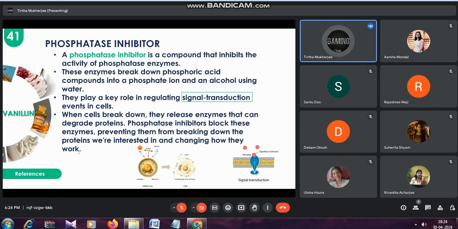Now, phosphatase also plays a key role in regulating signal transduction. Signal transduction, also known as cell signaling. When cells break down, they release enzymes that can degrade proteins. Phosphatase inhibitors block these enzymes, preventing them from breaking down the proteins we are interested in and how they work. These are the references for phosphatase inhibitor.